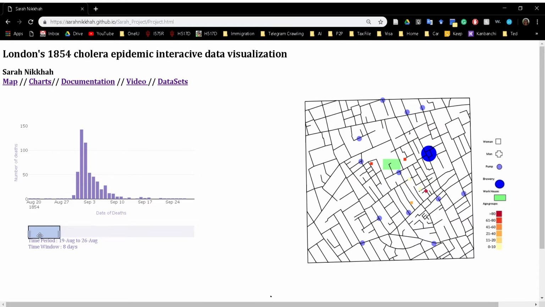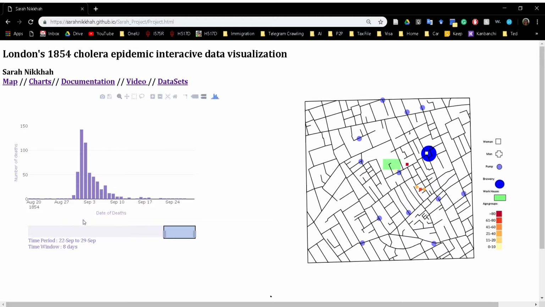So, for example, at early days, it was less, but then when I come between August 31st to September 7th, there's the highest population who were dead. And when I go towards September 29th, this population will become lower and lower.